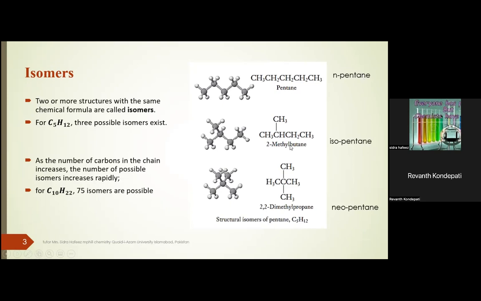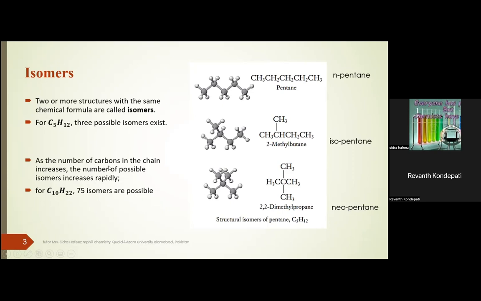This is known as 2-methylbutane, also called isopentane. This is a common name and this is the IUPAC name. And the third one is 2,2-dimethylpropane, also known as neopentane. Neopentane is the common name and 2,2-dimethylpropane is the IUPAC name.